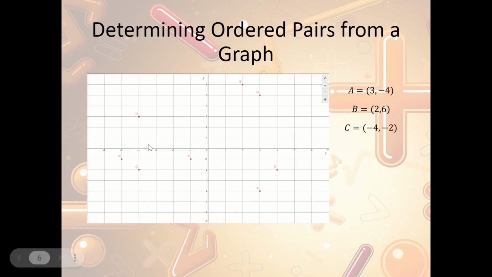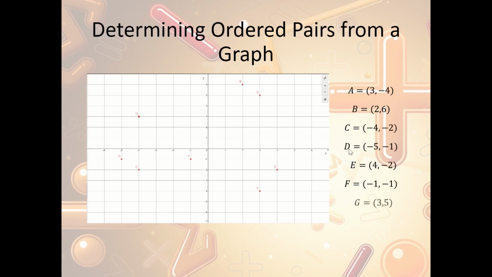Then I do D. D is right here, so that's negative 1, 2, 3, 4, 5, and negative 1. So negative 5, negative 1. Then E. E is here, so that's 1, 2, 3, 4, and then negative 1, 2. So it would be 4, negative 2. Then F is here, so that's negative 1 and negative 1.